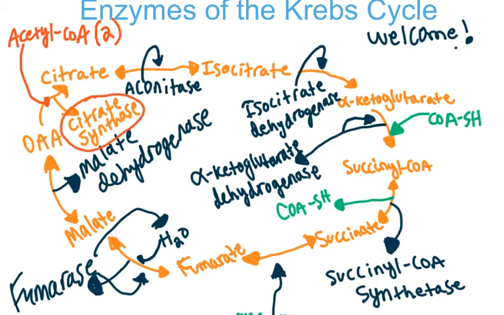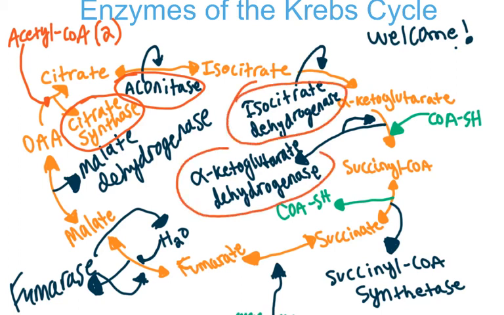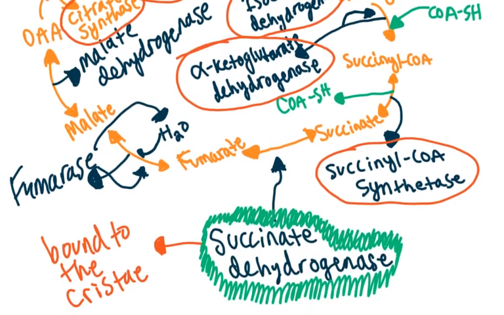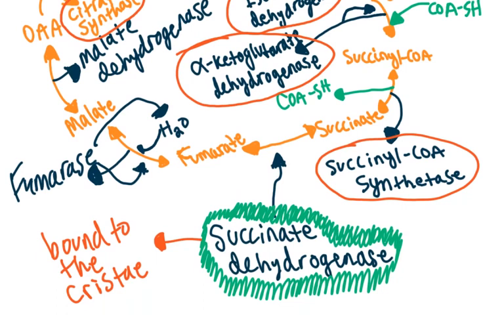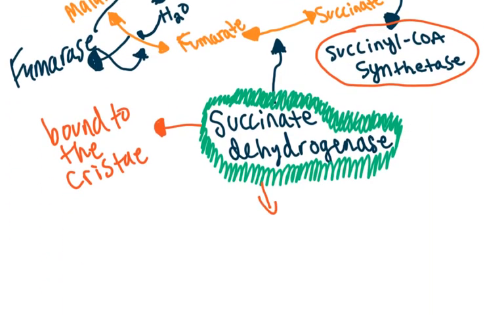So we've finished our enzymes of the Krebs cycle video. We have citrate synthase, aconitase, isocitrate dehydrogenase, alpha-ketoglutarate dehydrogenase. Then we have succinyl coenzyme A synthetase. Then we have succinate dehydrogenase that we highlighted specially because it's bound to the cristae and involved in the electron transport chain. Let me write that down also, that it's involved in the electron transport chain, but we'll look at that when we talk about the electron transport chain.